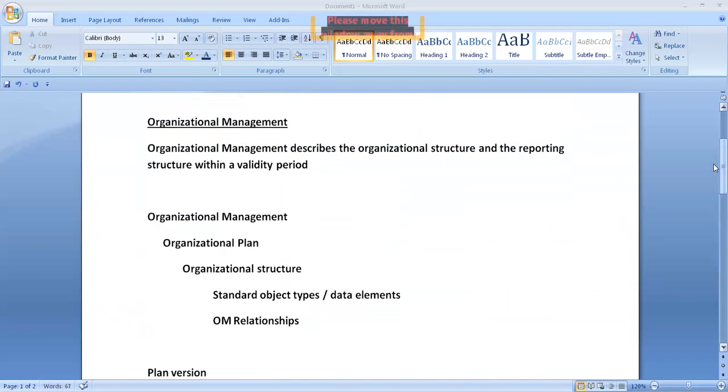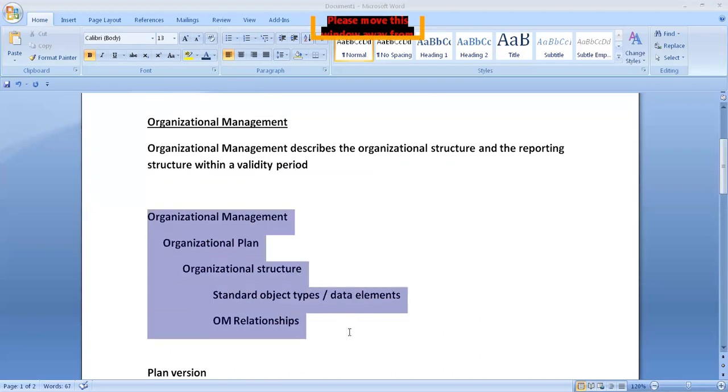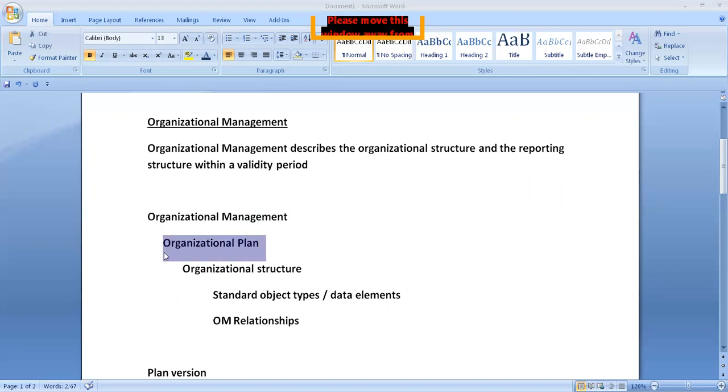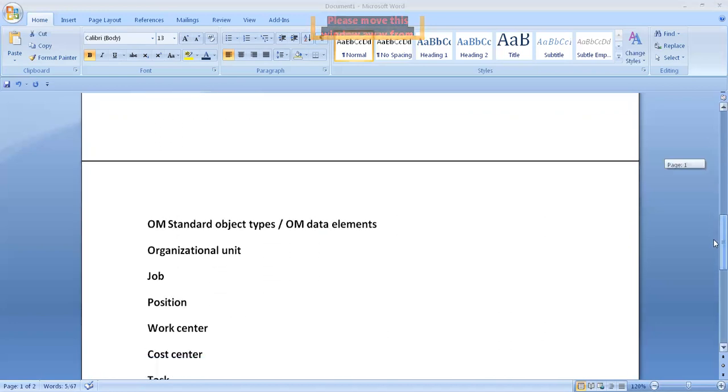What we are doing is discussing one after the other. We have started the organizational management subject, and we can maintain the organizational structure in this fashion, and we are discussing each of these things. Organizational plan, organizational structure. Now we are discussing standard object types and data elements. So I'm calling it OM standard object types and or OM data elements. So what is this?